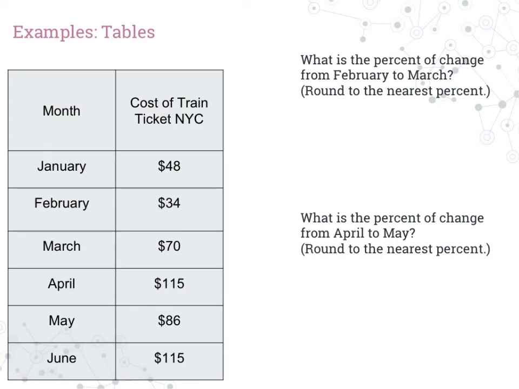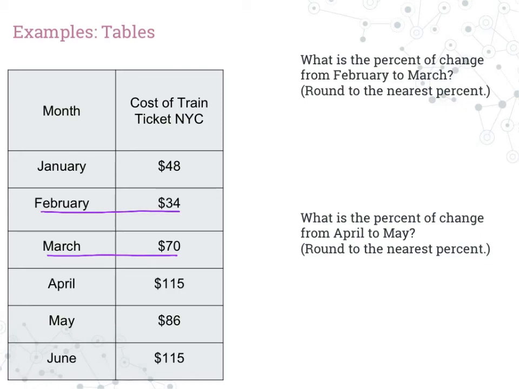So here we are using tables to find percent of change. Our first problem says, what is the percent of change from February to March? Round to the nearest percent. So first I need to take a look at my table and find the information. I can see that in February my price is $34. I can see my price in March is $70. So I'm going to have to write that information down.